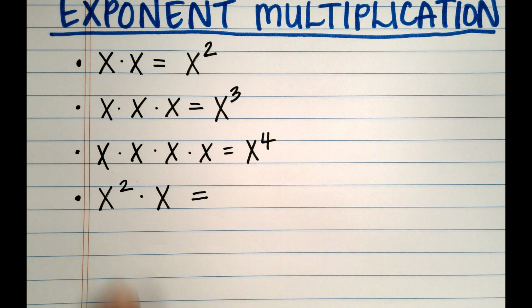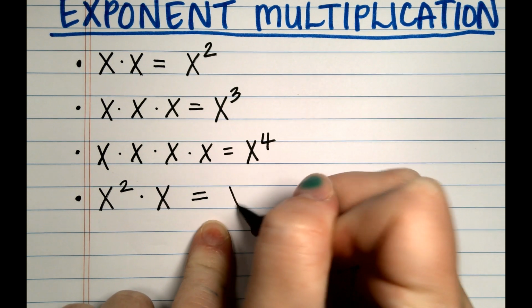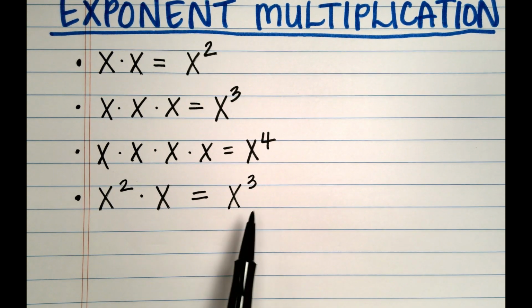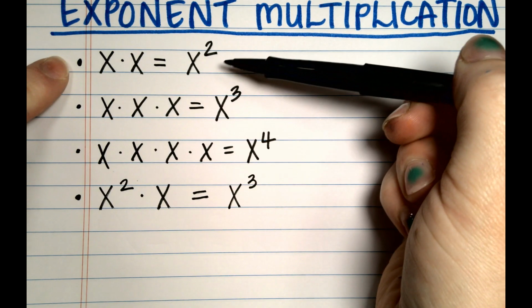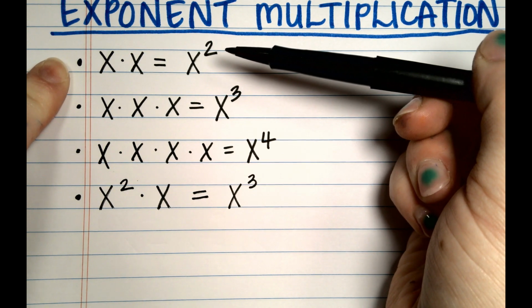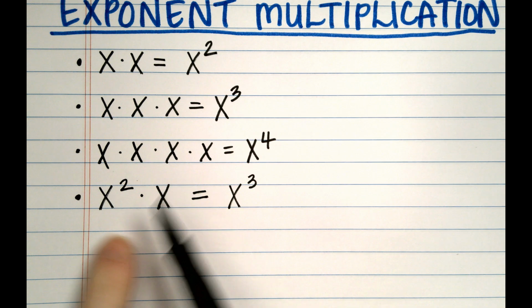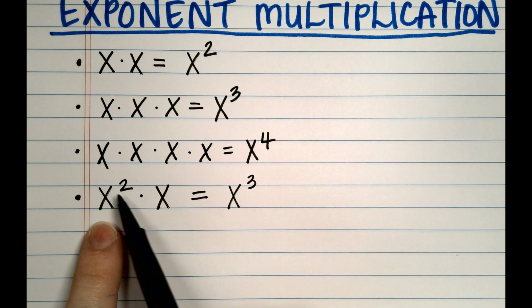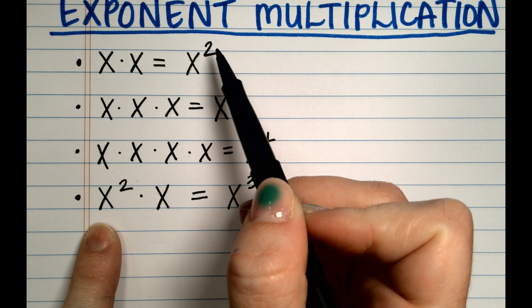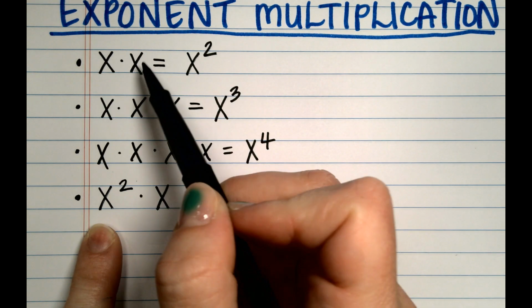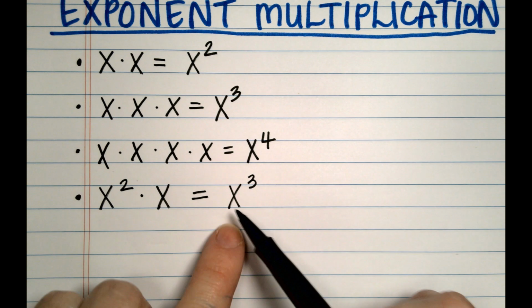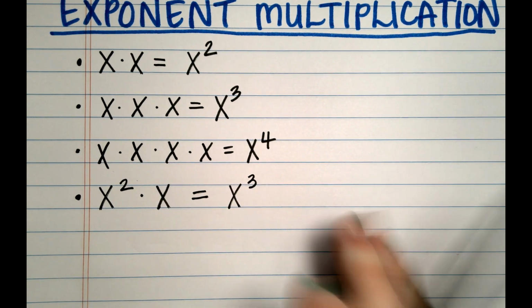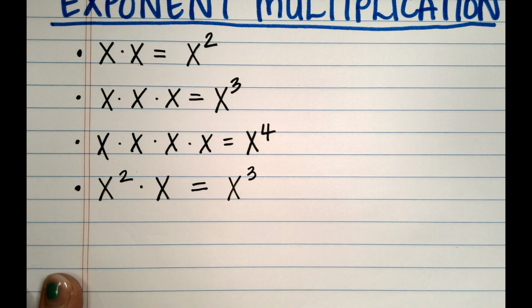Any ideas of what our new exponent might be? Yes, x to the third power. How did you know that? Yes. So we can look above. I have x squared right here. Well, I know that x squared is just 2 x's, times another x, well, that's 3 x's. So x to the third power. Kind of cool.